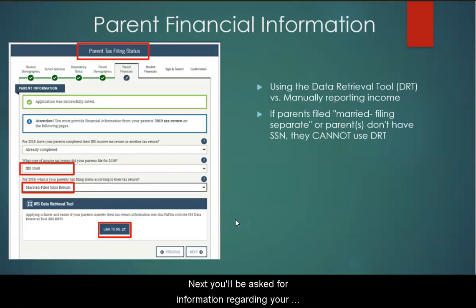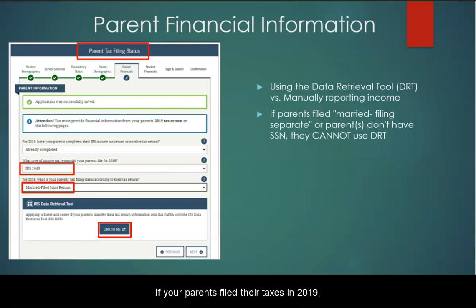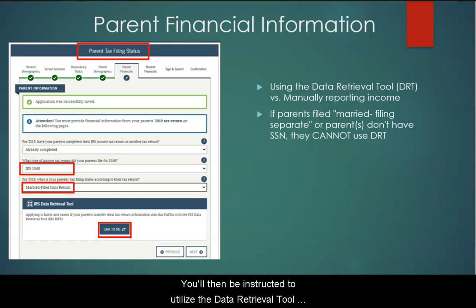Next, you'll be asked for information regarding your parents' tax filings. If your parents filed their taxes in 2019, you'll need to indicate what tax filing status they filed. You'll then be instructed to utilize the data retrieval tool, which allows you to link your parents' income information directly from their taxes into the FAFSA application. Please note that if your parents are married filing separate, they will not be able to utilize DRT and they will need to input that information manually.